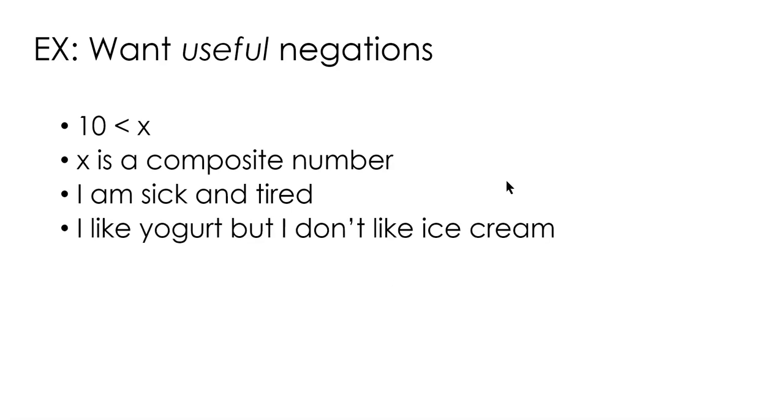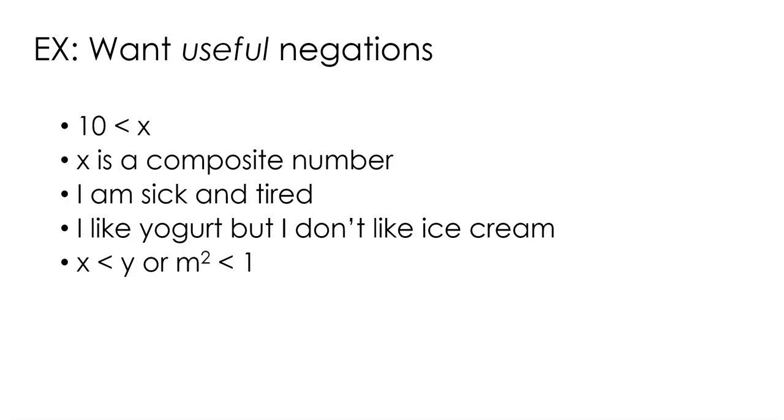I like yogurt, but I don't like ice cream. But in here acts like an and. When you are using this in English, you are saying that both of these things are true. The but's just more of a, yeah, but this is kind of different. But it's still basically a conjunction, it works as an and. So the negation of I like yogurt and I don't like ice cream would be I don't like yogurt, or I like ice cream.